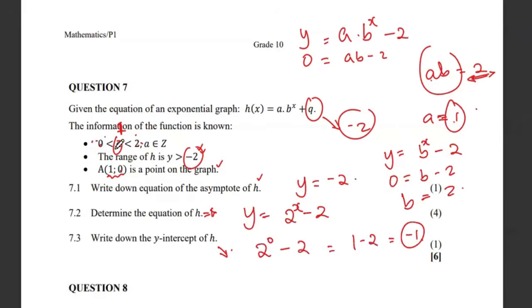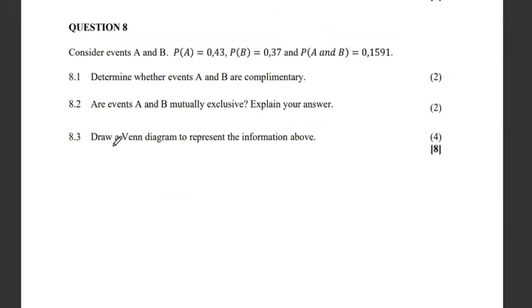Then question number 8, probability. Consider events A and B. Probability of A is this, probability of B is that. Probability of A and B is given as this. Determine whether the events are complementary. So the question is, what are complementary events? We know that complementary events are basically events that complete each other, meaning that if we add A plus B, we must get a 1.